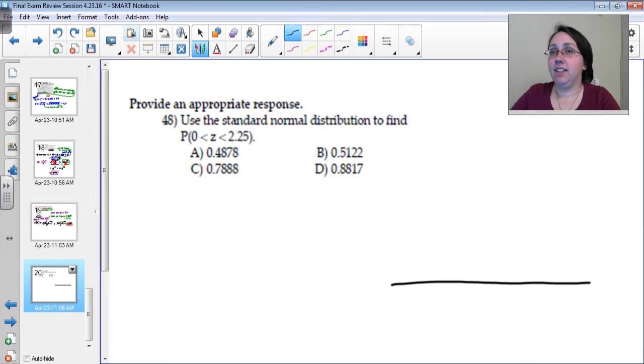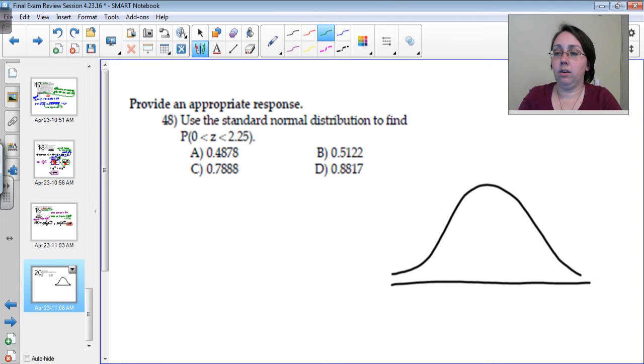Does that just mean the area between 0 and 2.25? Yes, the area between 0 and 2.25 is the probability. Now, I've already started, but what should you do first here? Look up on your table. Don't look up yet. What should you do first? Draw a bell curve, and not just any normal, it's standard normal. So what's the mean for standard normal? 0 is in the middle.